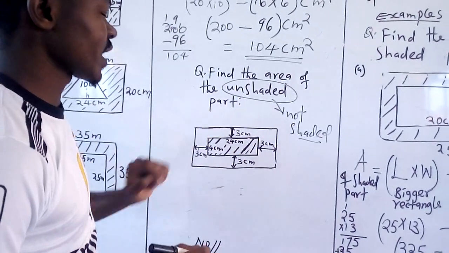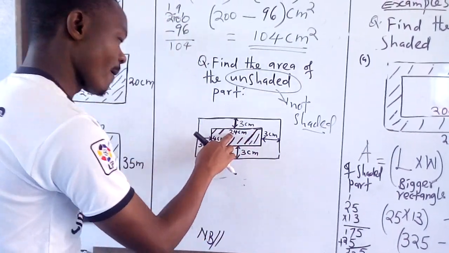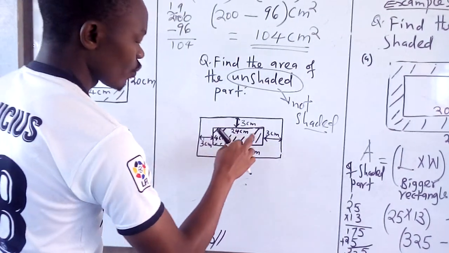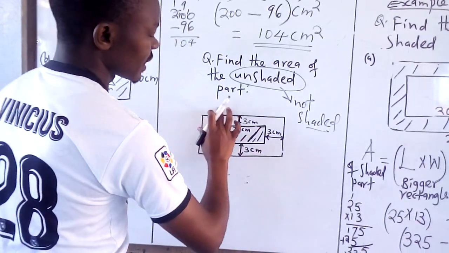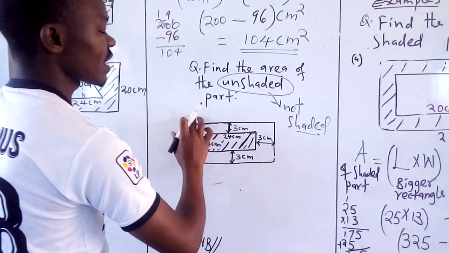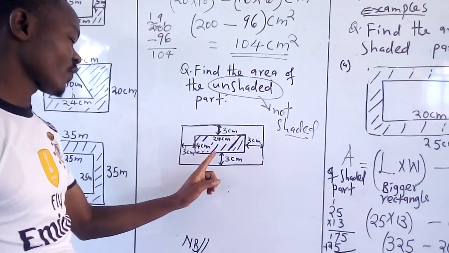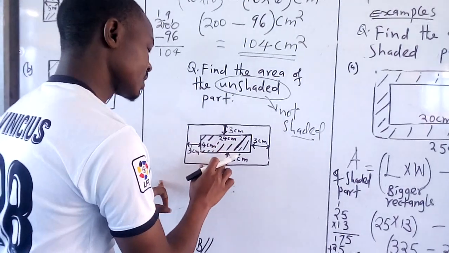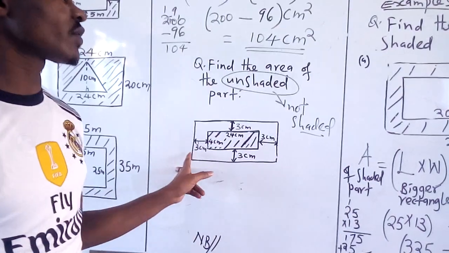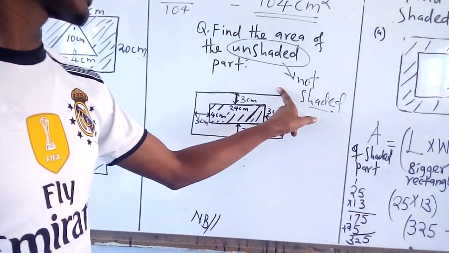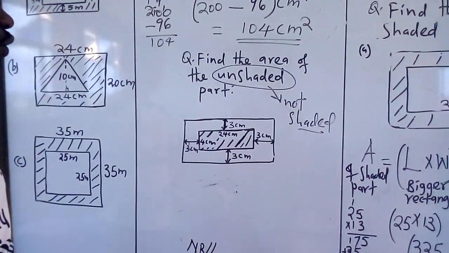So if we look at these figures, we have the length of the smaller rectangle, which is 24. Then we have the width, which is 4. But if we look at the bigger rectangle here, we do not have the dimensions. We do not have the length, we do not have the width. But we have the dimensions of the margin. From here to here is 3 centimeters, 3 centimeters, 3 centimeters, 3 centimeters. Meaning we can find the length of the bigger rectangle, and again we can find the width of the bigger rectangle. What are we going to do?